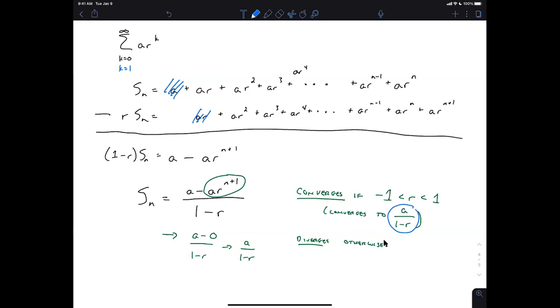It would still diverge otherwise. This would no longer be the sum. It would be whatever this is on the top. So instead of this, it'd be AR, and instead of this, it'd be AR. So it'd be that initial term over 1 minus R. We're actually going to look at that in just a minute. That's a really good question. Other questions?